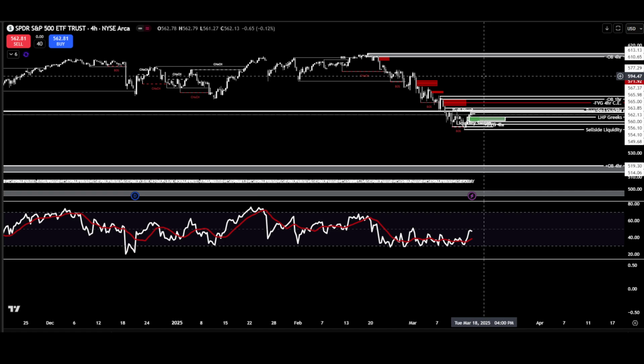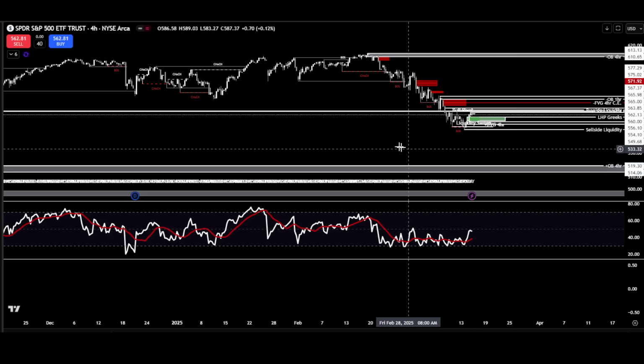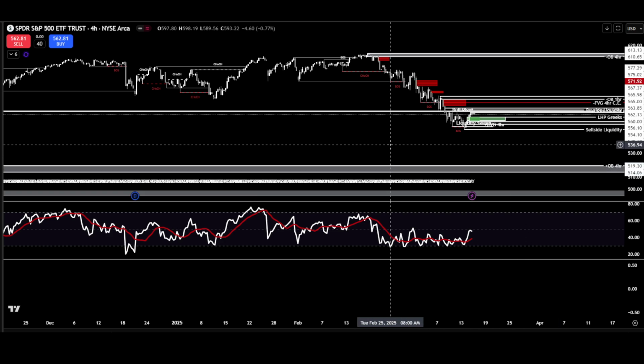But then that's where you start to get wary, right? Are we going back up to new highs, or are we going to drop down into this order block? With so much uncertainty in the market, you just never know. Does Trump come out and say some nonsense on tariff stuff, or does he send us to war? You just don't know.